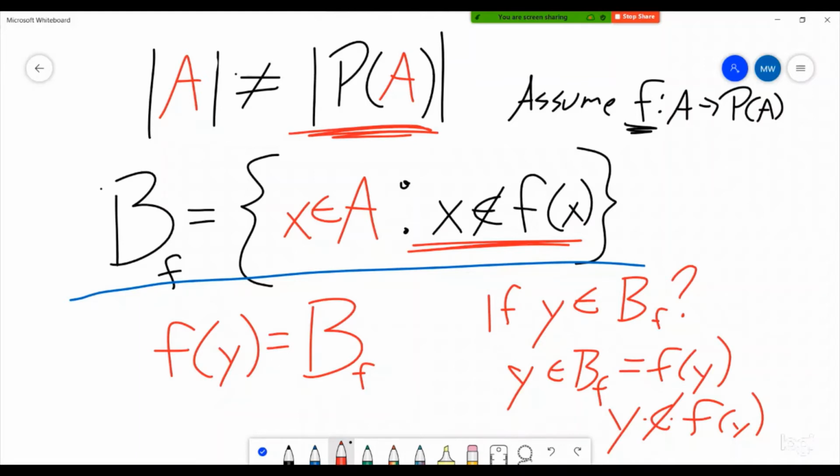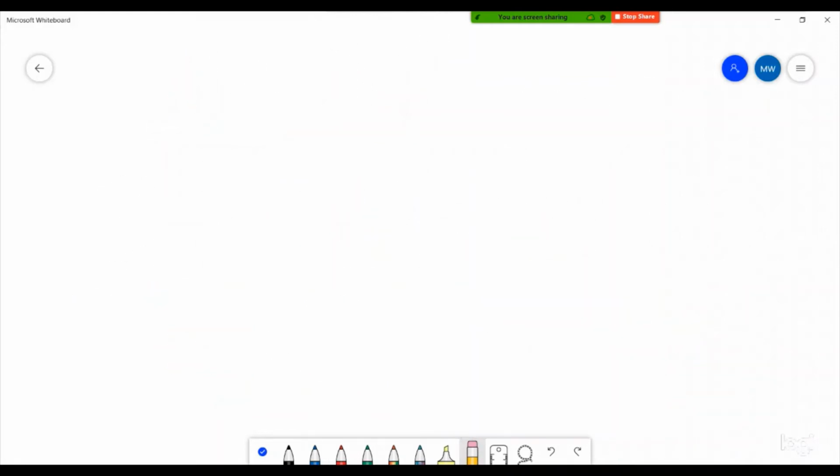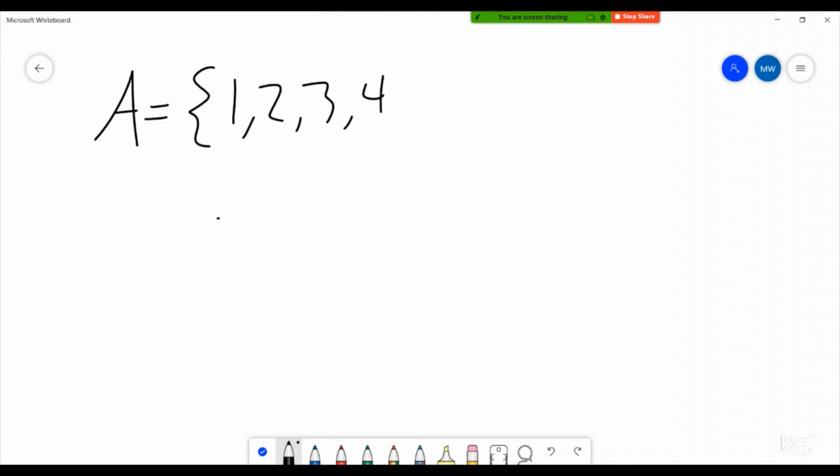Yeah. So most of the time, the Barber set only gets used explicitly when you are proving that a power set has a different cardinality than its original set. But what you can do is you can say that if A is the set containing 1, 2, 3, 4, and 5, and you define what f of 1, 2, 3, 4, and 5 are, then you're able to figure out what the Barber set would be.